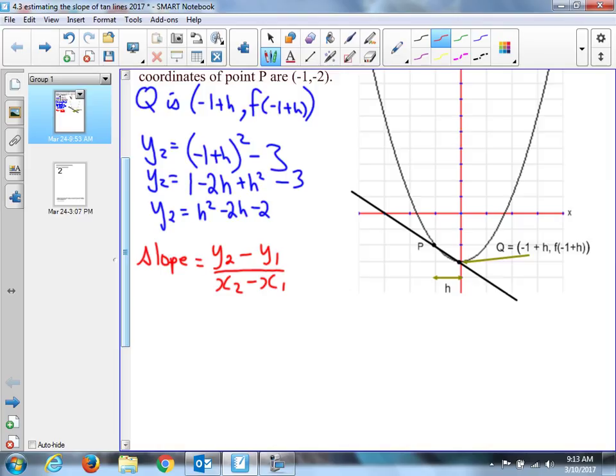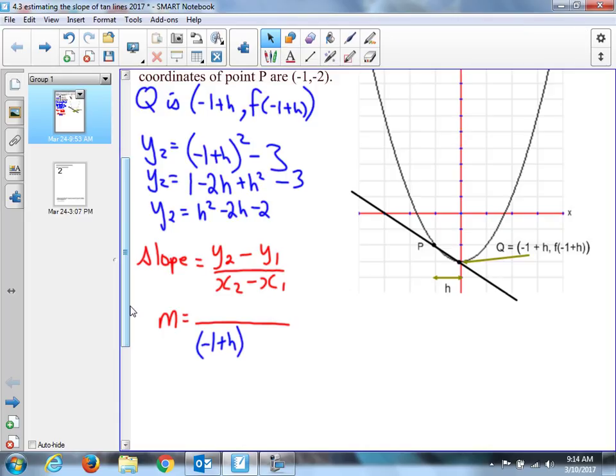Here's what I'm trying to say, I guess. I'm going to do an extra step, only to get you thinking about something. Instead of slope, I'm going to just put m. And I'm going to do the bottom first. Our x value, x2, is negative 1 plus h. Subtract negative 1.